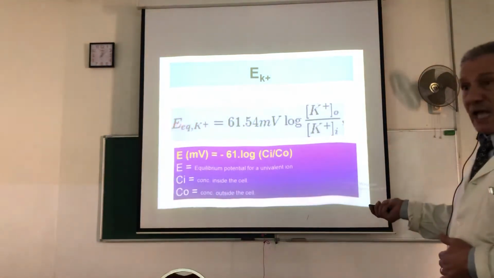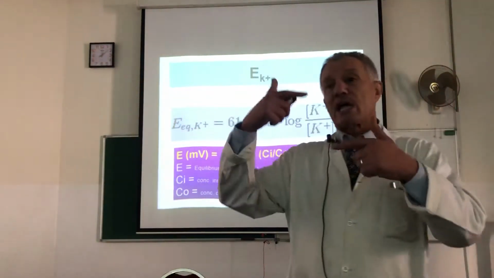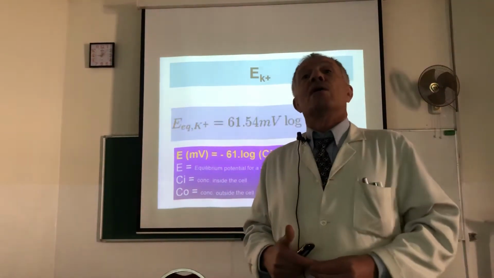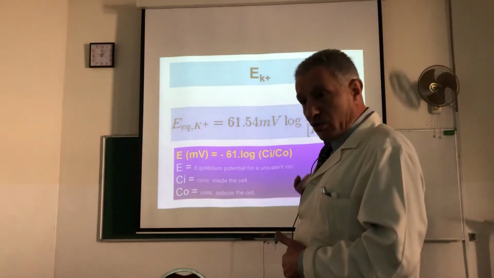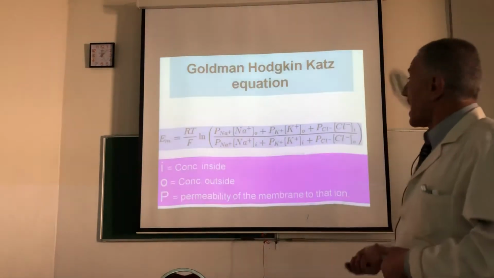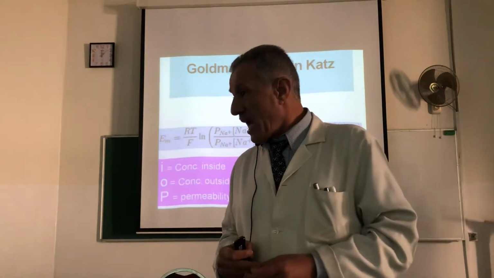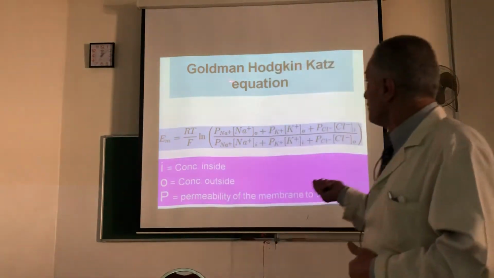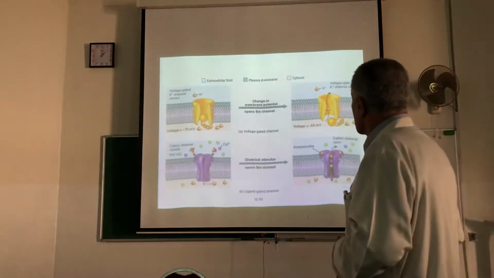For example, for potassium, the equilibrium potential is equal to 61 multiplied by the log of the concentration of potassium outside over the concentration inside. You can also calculate it for sodium, changing the concentrations according to each ion. But if you would like to measure the potential created by permeability for many ions, we use another equation, which is called the Goldman-Hodgkin-Katz equation. You remember it from last year.